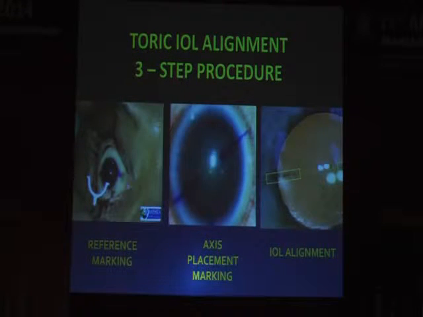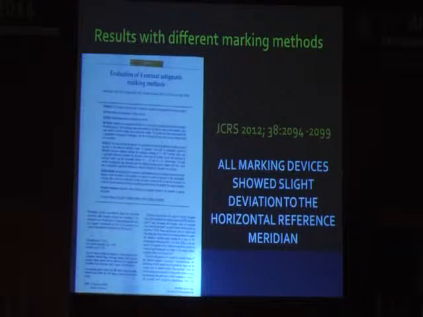Routinely, most of us use a 3-step procedure wherein we do the reference marking in a sitting position, where 0 and 180 are marked so as to compensate for the cyclotorsion, and then accordingly the IOL is aligned. But are these reference markings accurate? There are certain studies which have compared this reference marking, and they have shown that there is some amount of variation.